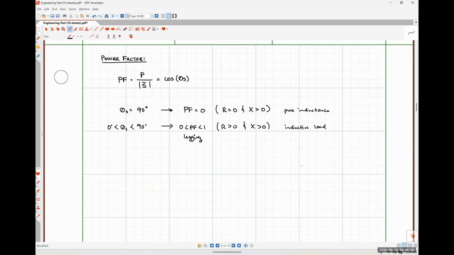If we continue on, let's consider a case where theta S is equal to 0 degrees, okay? So if theta S is 0 degrees, that means that our power factor is equal to 1. This is also sometimes called a unity power factor. Unity power factor is neither leading nor lagging, and it represents, again, 100% efficiency on our system. So this is the case where our resistance is positive and our reactance is 0. So we would have just a pure resistance.